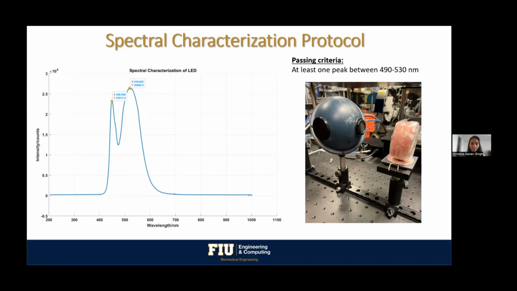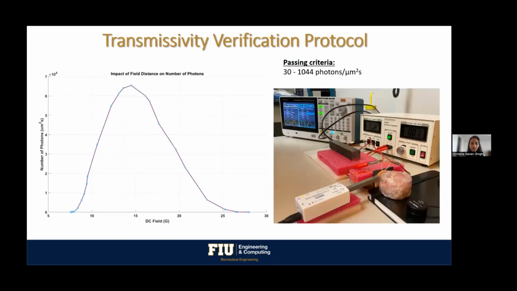Next slide, please. After, we did a transmissivity protocol. This used a Gauss meter to measure the DC field and then a photometer to record watts. The watts were then converted to number of photons and they were plotted against each other, photons per micron squared versus DC field in Gauss. So you can see that there is an optimum. However, we would not be using the optimum as it produces too many photons outside of our accepted criteria. We'll therefore stick with the DC field that produced photons in the lower tail of the graph, the left-hand side.